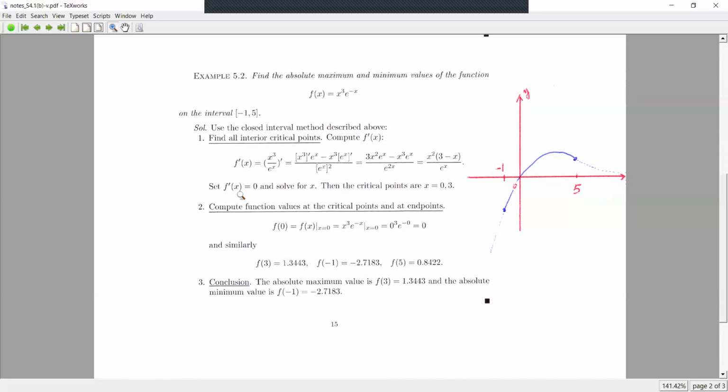Now, set the derivative to 0 and solve for x to get critical points. The critical point is 0. When x is 0, the derivative is 0. When x is 3, the derivative is 0. So there are 2 critical points.